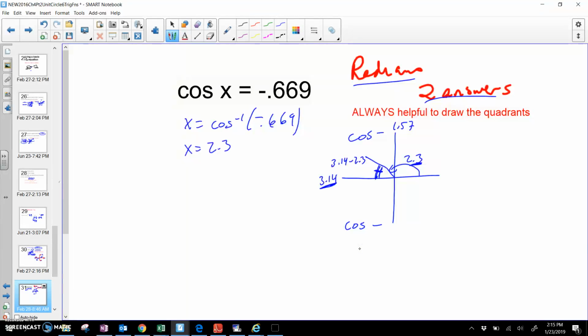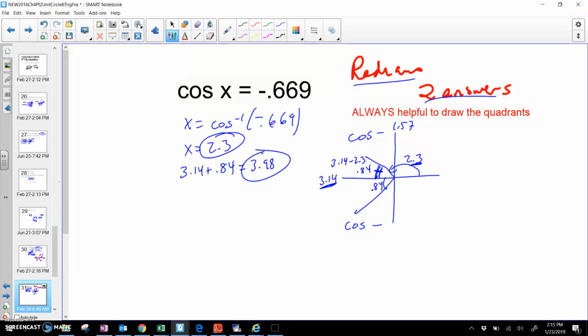3.14 minus 2.3, I get 0.84. And then again, my other answer comes from quadrant 3. It needs a reference angle of 0.84, so I get 3.14 plus 0.84. And that one gave me 3.98. Those are my two answers there.